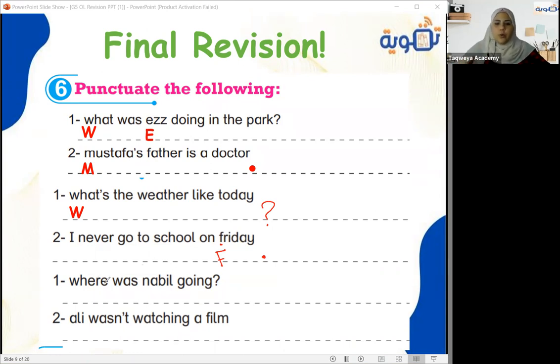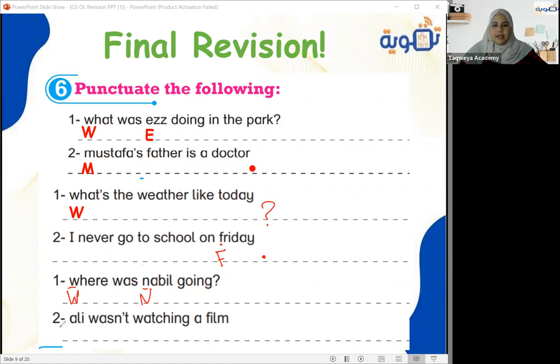Next one, where was Nabil going? Start with a capital letter. W is capital here. Where was Nabil? That's a proper noun. N is capital. And then you already have a question mark, so it's a question.